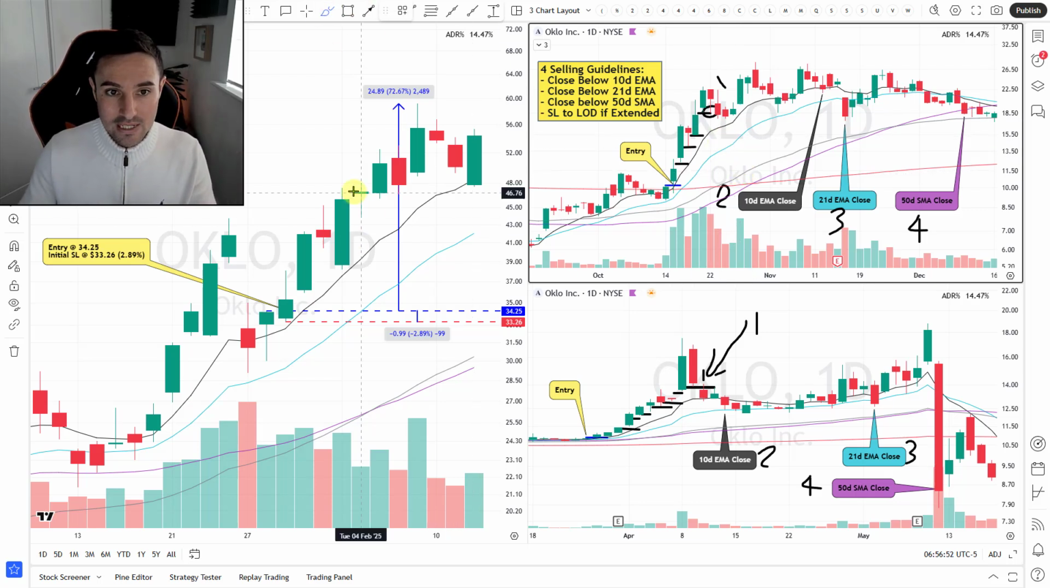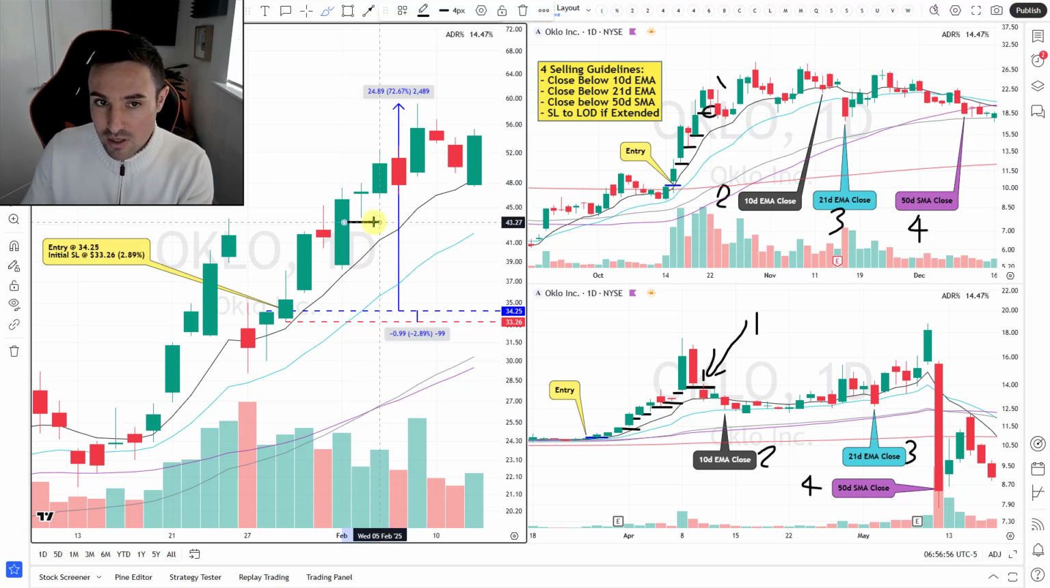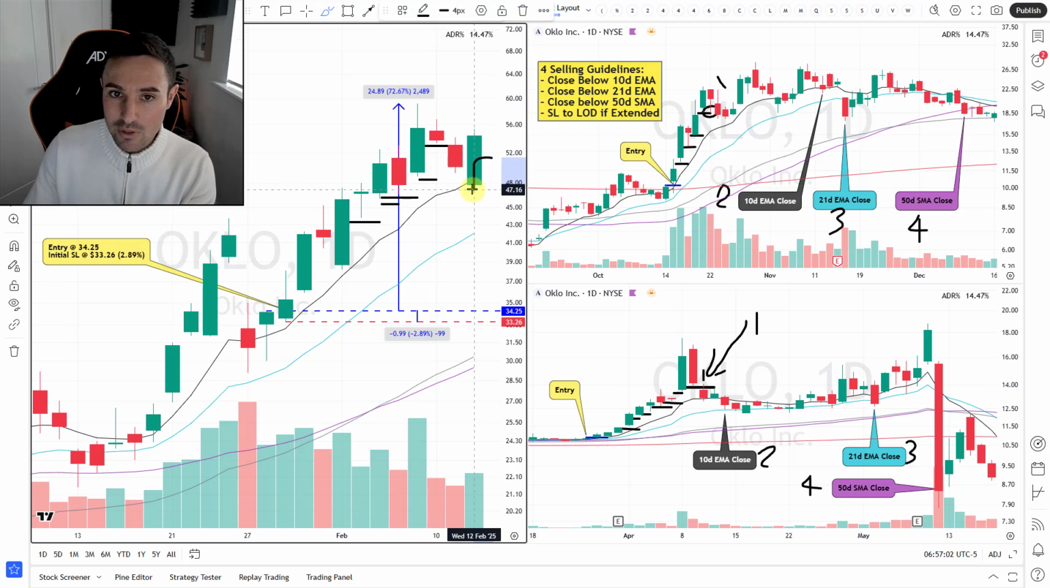Okay, so with Oklo, when it starts getting extended up here and extended up here and here, what I do is I just go stop loss low of the day, low of the day, low of the day, low of the day. So then I get taken out of a third here. Okay, and now a nice reversal off the 10-day.